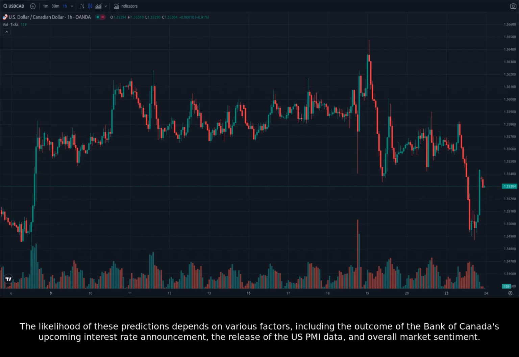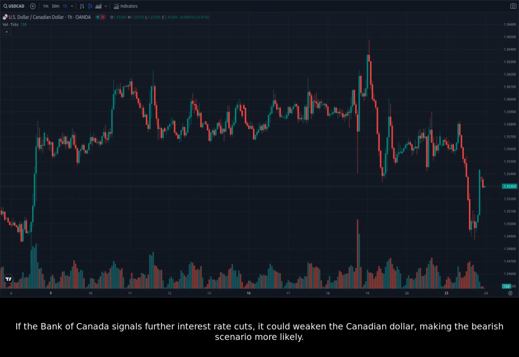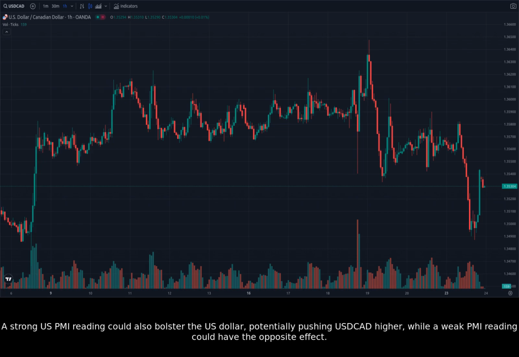The likelihood of these predictions depends on various factors, including the outcome of the Bank of Canada's upcoming interest rate announcement, the release of the US PMI data, and overall market sentiment. If the Bank of Canada signals further interest rate cuts, it could weaken the Canadian dollar, making the bearish scenario more likely. Conversely, a more hawkish stance from the Bank of Canada could support the Canadian dollar, making the bullish scenario more likely. A strong US PMI reading could also bolster the US dollar, potentially pushing USDCAD higher, while a weak PMI reading could have the opposite effect.